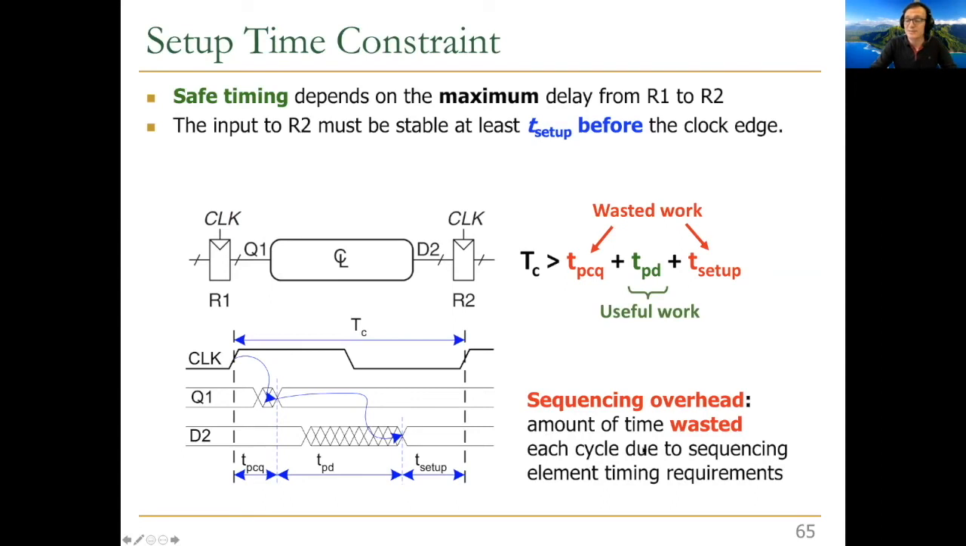This is really the amount of time wasted each cycle due to sequencing element timing requirements. Whenever you have synchronous, clock-based circuits, you have the sequencing overhead, and we have to pay it. If your clock cycle is very small, this overhead may be a very large fraction of the clock cycle.